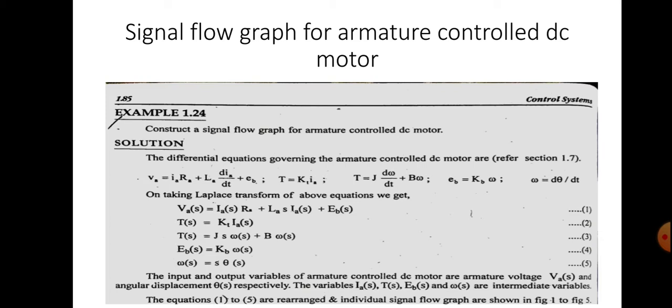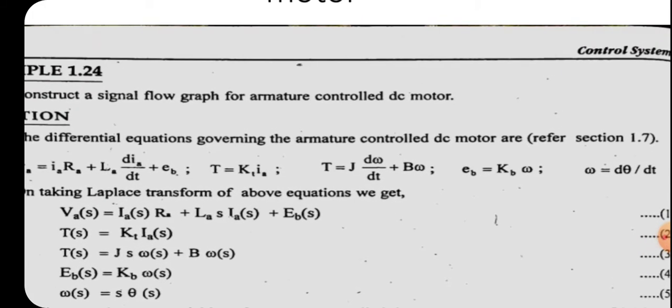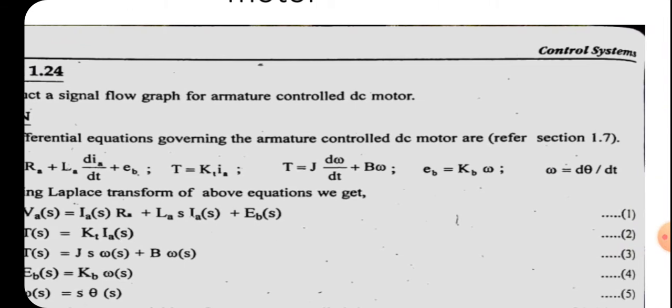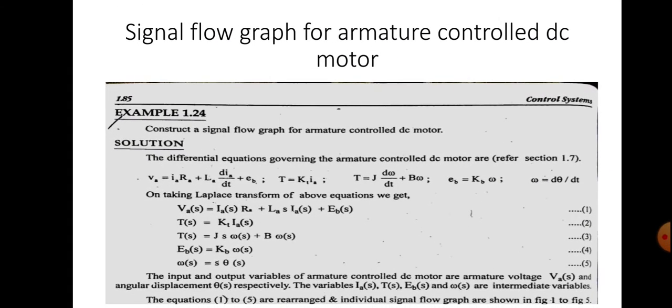The differential equations governing the armature controlled DC motor are Va = Ia Ra + La dIa/dt + Eb. That is for the electrical circuit. And also we know that torque T = Kt Ia. And also another equation, torque T = J dω/dt + B ω, that is the mechanical system equation. And also we know that induced voltage Eb = Kb ω and ω = dθ/dt. These are the 5 equations.